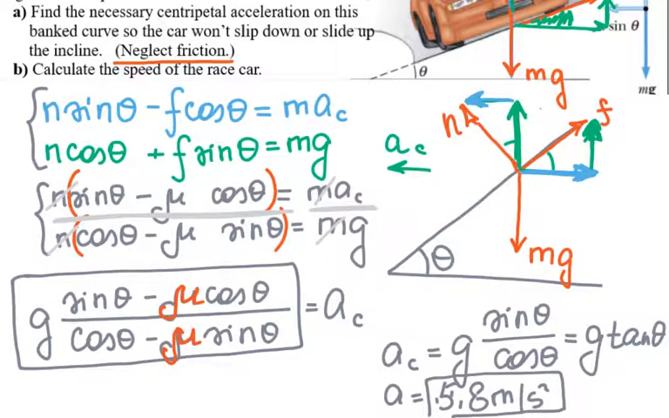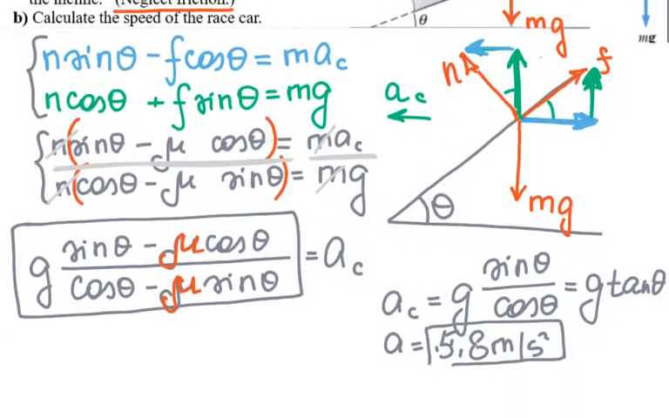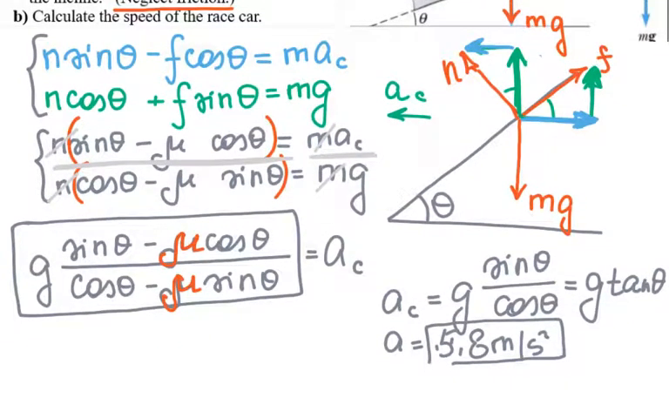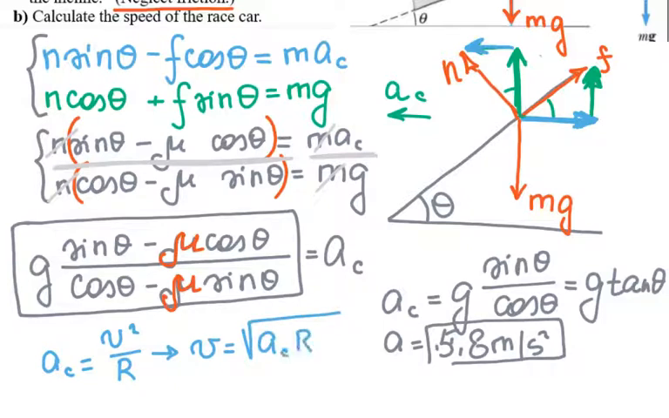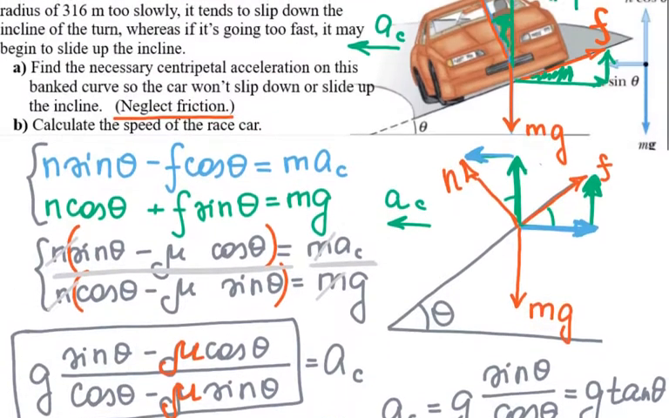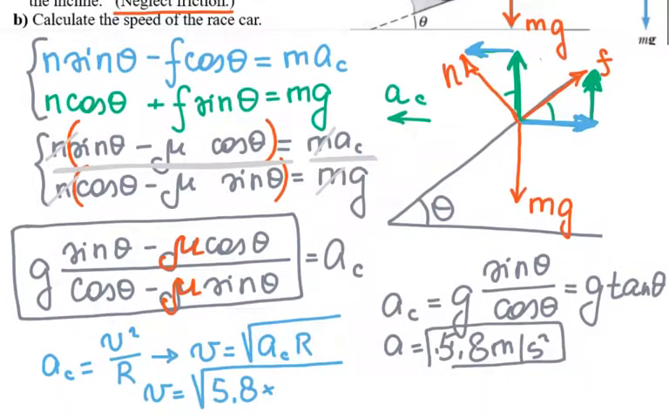And then they ask you to calculate the speed of the car during this race. Then I have centripetal acceleration equal to v squared over r, and I need to solve for v, so v is equal to the square root of a_c times r. So v is equal to the square root of a_c, which is 5.8, times the radius, which is 316.